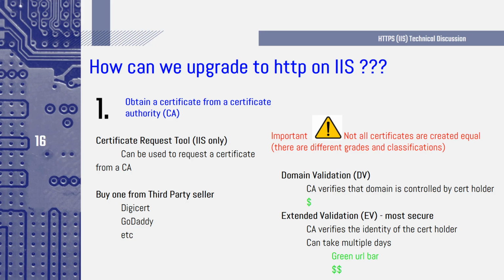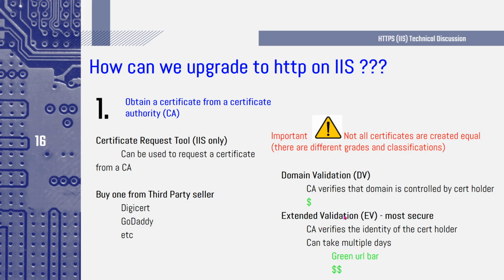It's important to note that you'll wonder, how come some of these certificates are so much cheaper than the other ones? I want the free one. And it's important to know that not all certificates are created equal. There's different grades and classifications, such as domain validation or extended validation. The main difference between these grades is the amount of due care, due process that the certificate authority puts into verifying the company or website.